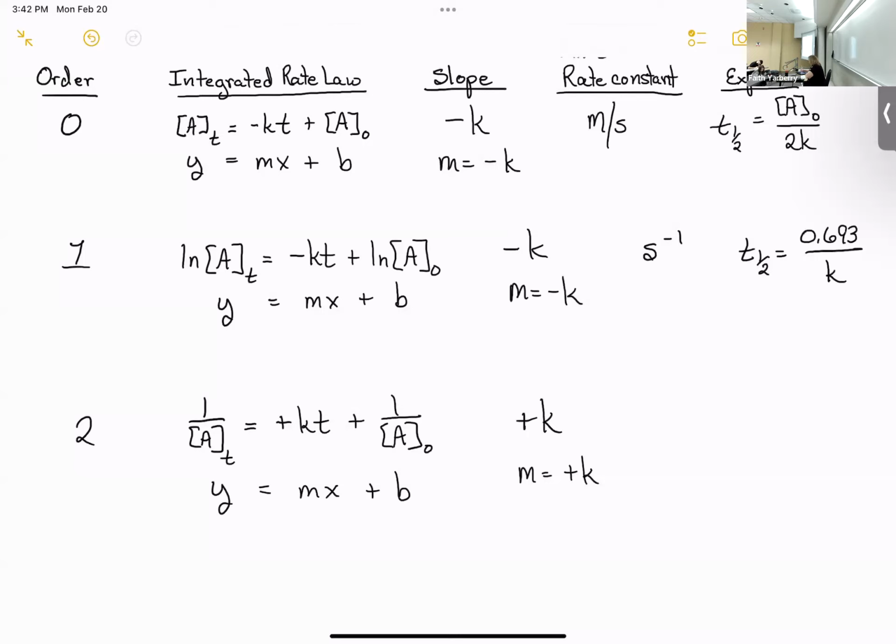The unit for our rate constant is going to be per molar per second for a second order reaction, which makes sense, folks. Look at where the molarity is in the integrated rate law. It's in the denominator. So we would expect the molarity to be in the denominator. And then the half-life expression for this is equal to 1 over k A naught.